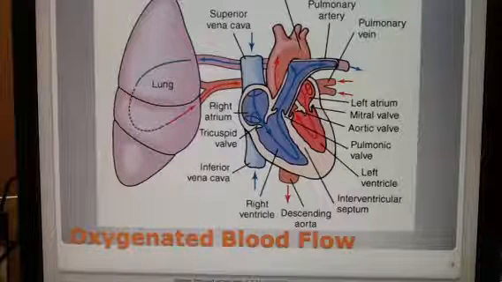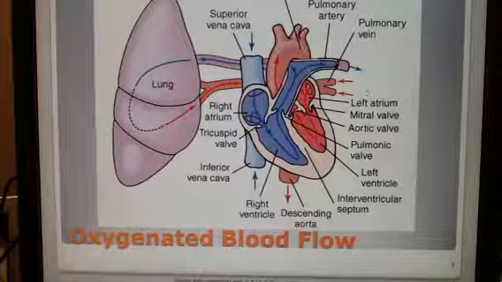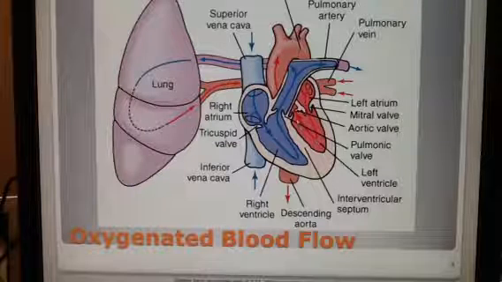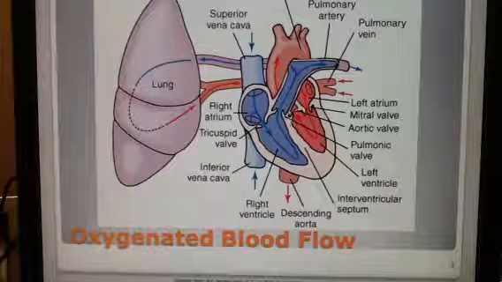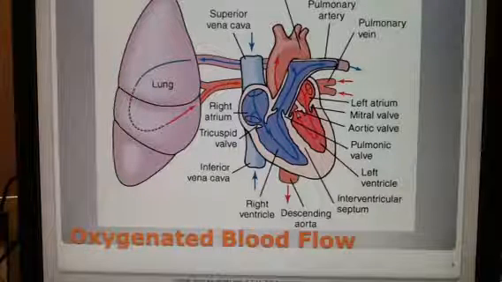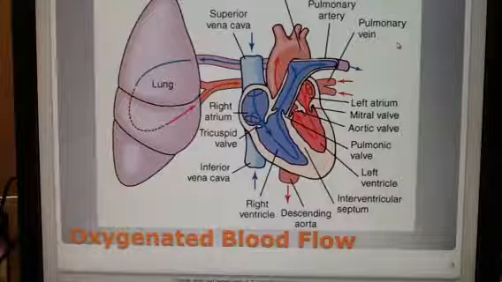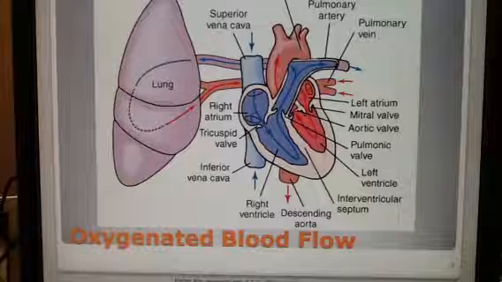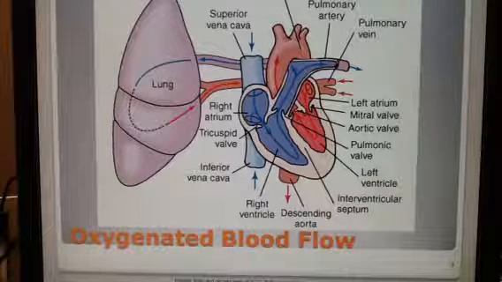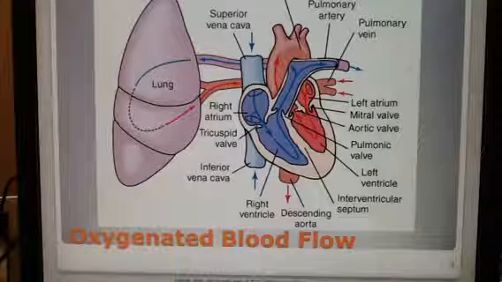So here we are going into the pulmonary vein and coming into the left atrium. The blood then flows through the mitral or bicuspid valve into the left ventricle. Blood going from the left ventricle up through the aortic semilunar valve into the aorta, and then going out to the body, is called systemic circulation. So we have pulmonary circulation and systemic circulation.